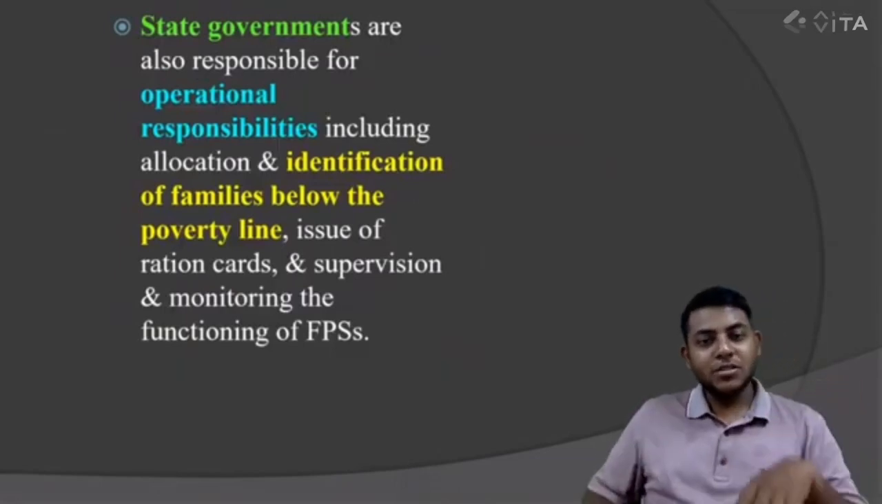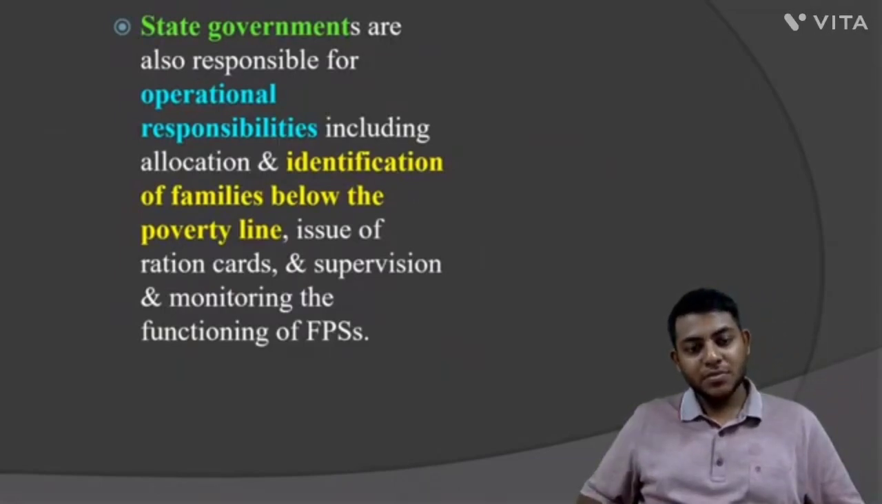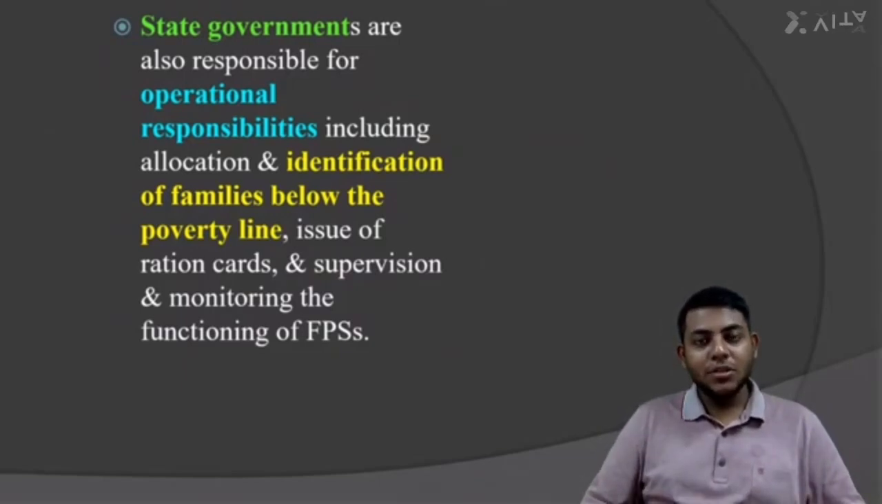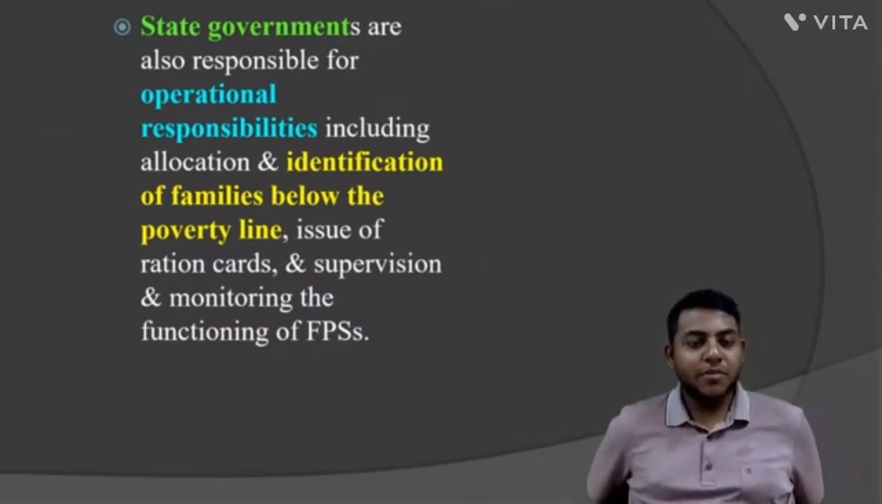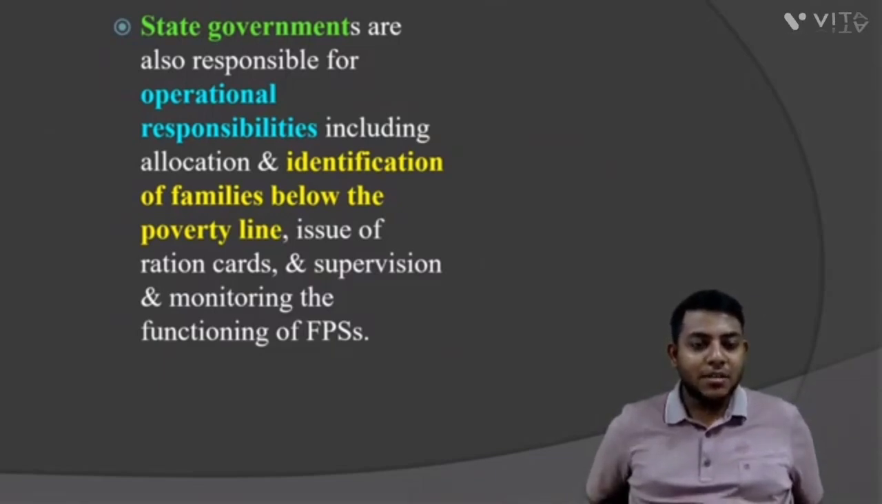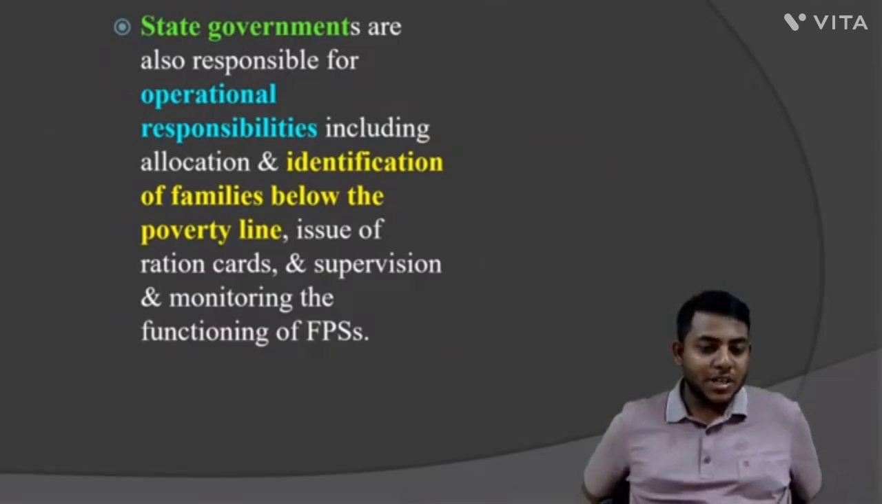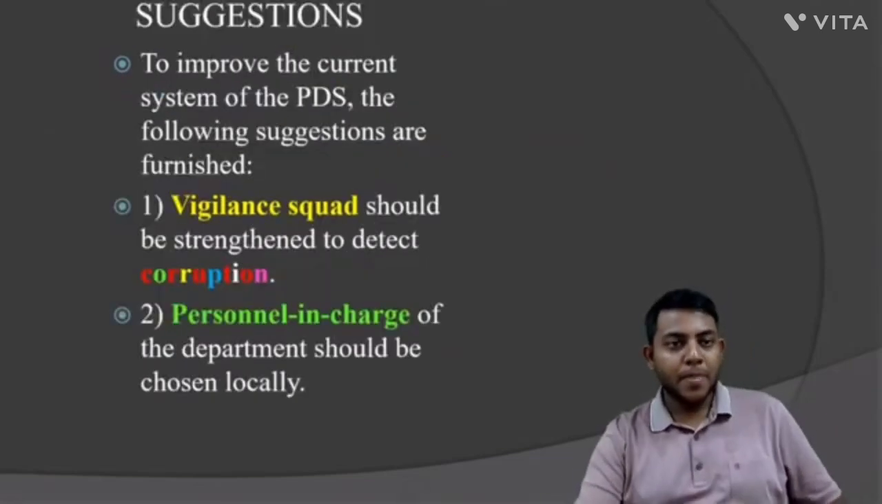And state governments are also responsible for operational responsibilities, including allocation and identification of families below the poverty line. We have discussed in the last class how the Tendulkar Committee's report is used for identifying families below the poverty line, and the state government is responsible for all these operational responsibilities of allocation and identification of families below the poverty line, and also for the issue of ration cards and supervision and monitoring of the functioning of the fair price shops.